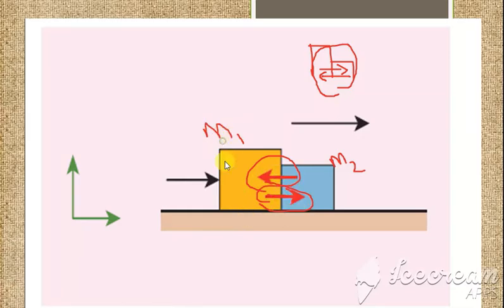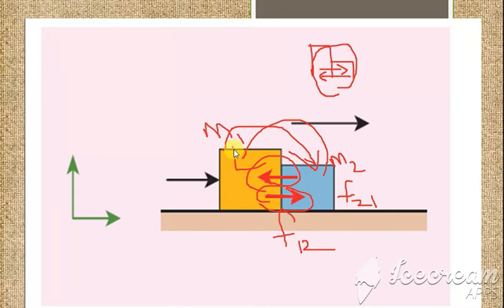Now, the force from object 1 on object 2 is represented as F12, and the force from object 2 on object 1 is represented as F21. So the force by the object m1 on the object m2, we are representing as F12, and by the object m2 on the object m1, we are representing as F21. So these are the forces.